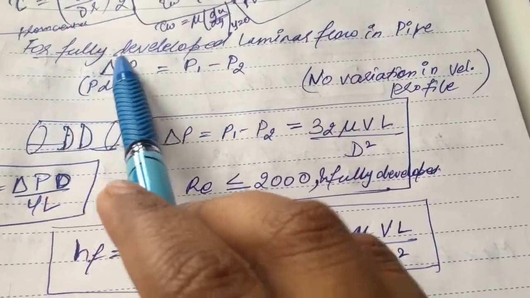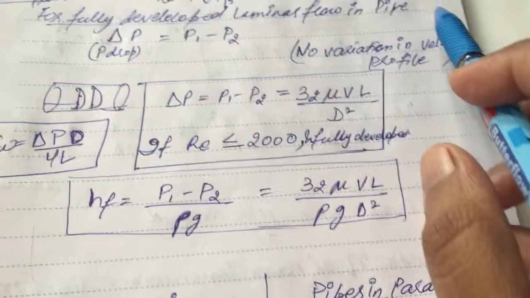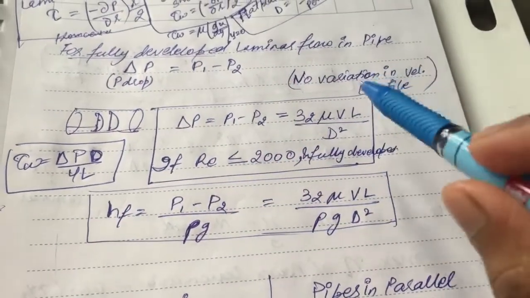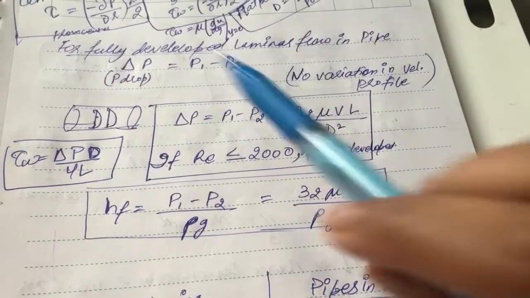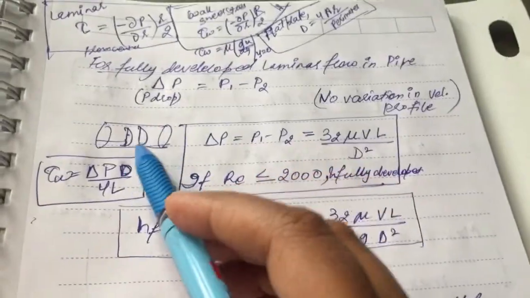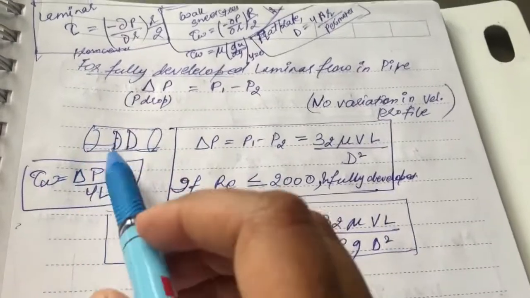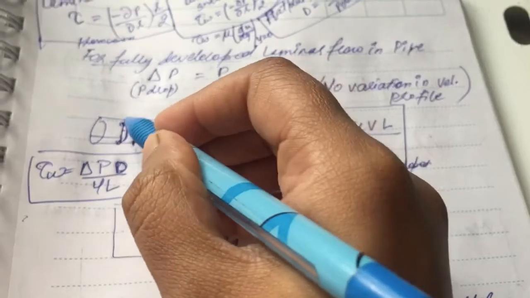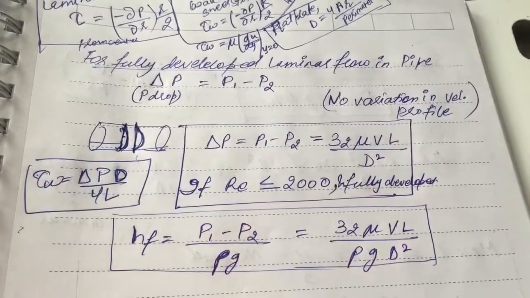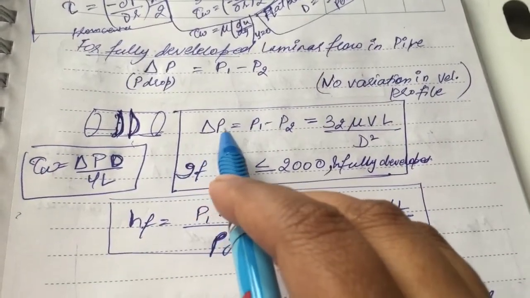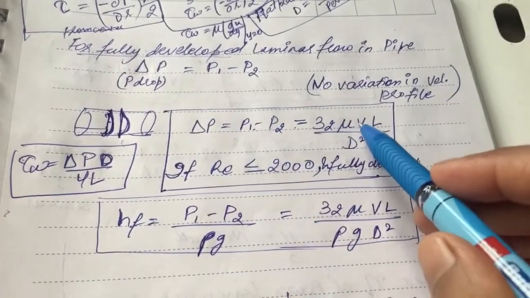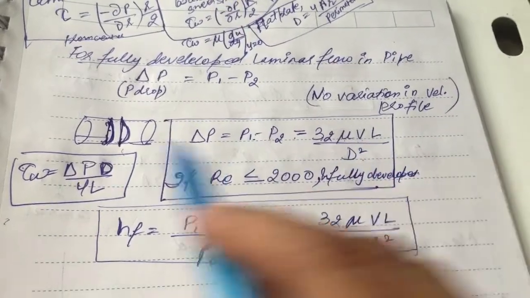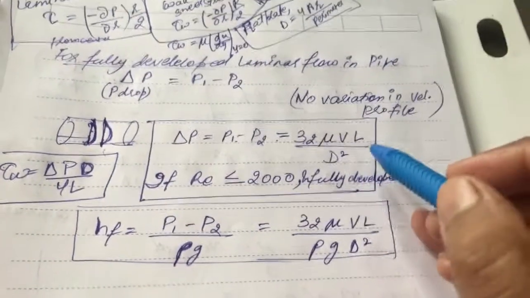And for fully developed laminar flow in a pipe, delta P, the pressure drop, is P1 minus P2, and there is no variation in the velocity profile in this case. So basically this is a pipe and this is the velocity profile. So there is no variation in velocity profile. So the pressure drop P1 minus P2 would be equal to 32 mu VL by d square, where L is the length of the pipe and d is the diameter.